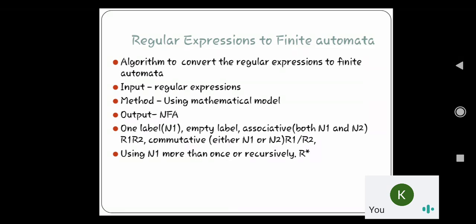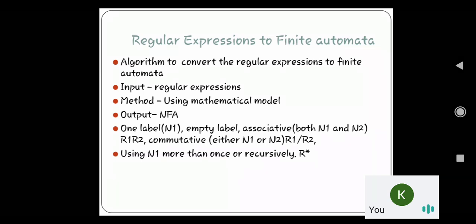So this is about associative, in the sense that R1 and R2 are both needed, so we have to use both NFA1 and NFA2. Okay, and the fourth general form is what we used to call commutative, in the sense that it works like an or operator.